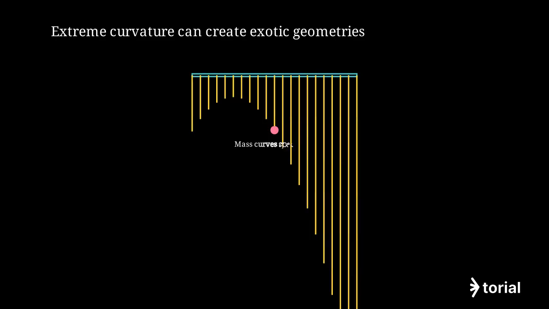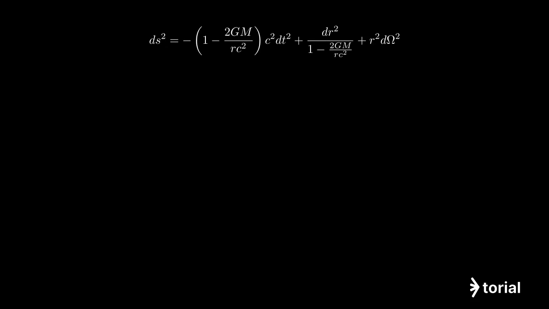Here's a visualization of how a massive object curves spacetime. The grid lines bend downward, representing the warping of space around mass. The Schwarzschild solution describes spherically symmetric spacetime around a mass. The Schwarzschild metric describes the geometry of spacetime around a spherical mass. This is the starting point for understanding black holes and wormholes.